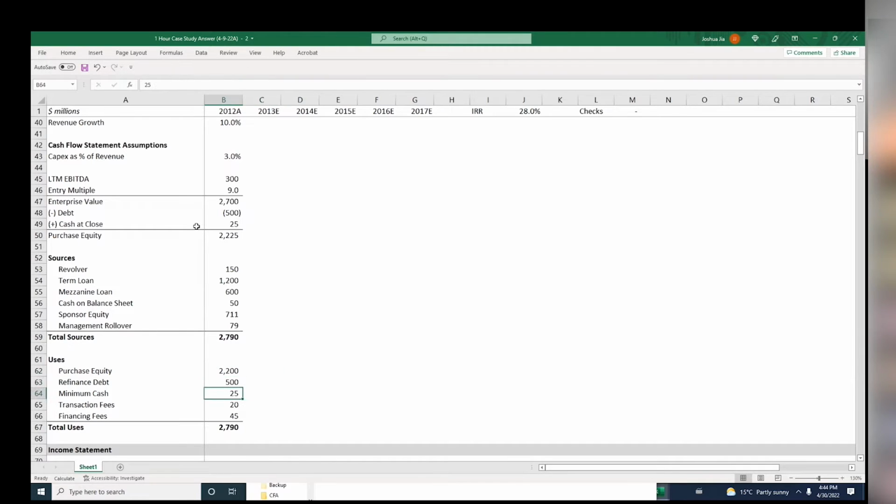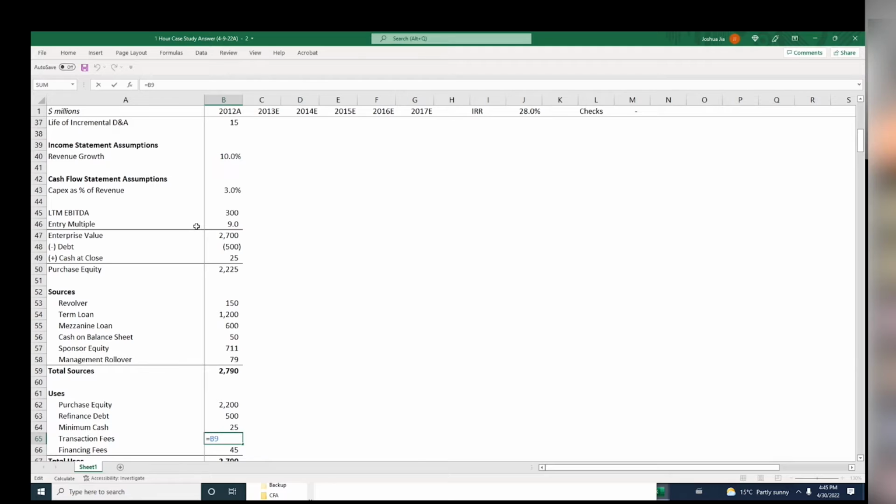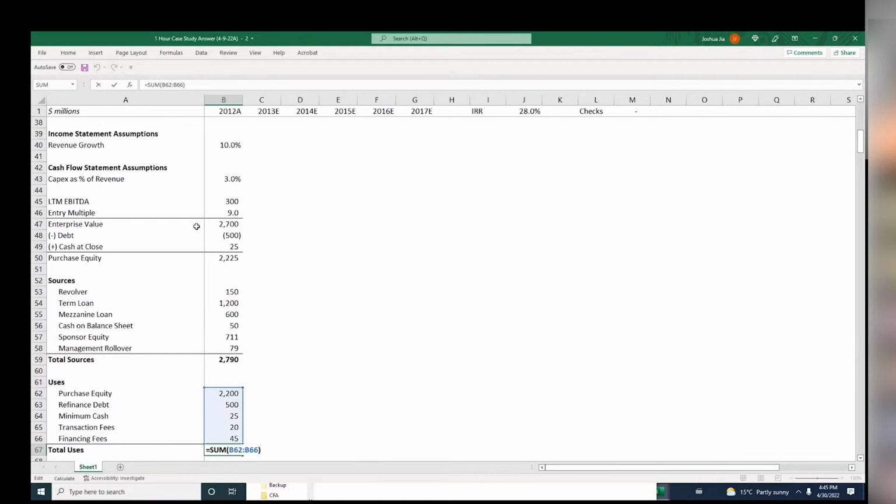Okay, what about the rest? Well, there are always fees, right? And there's a minimum cash balance. We have to make sure we keep 25 million on the cash balance, so that's what that is here. We have to make sure that's funded. Then we also have to pay for the fees. I think they just gave it to us as a straight-up 20. It's usually a percentage of the enterprise value. Financing fees was a percentage of the debt, which is very normal, just term loan and mezz though, for whatever reason. That's fine. So that's the total uses.